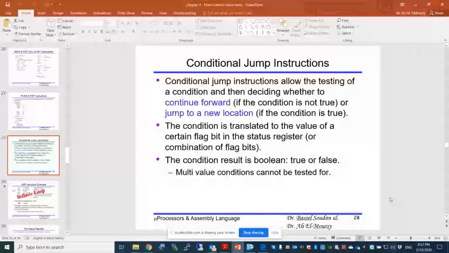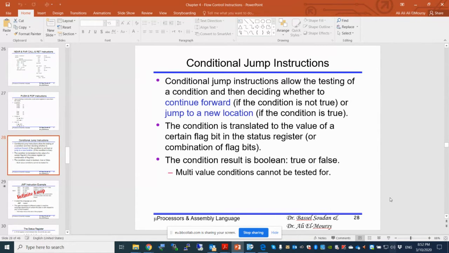So I'm going to share my screen right now in order to discuss the slides. Right now we are on slide number 28 of lecture 18. This is related to conditional branch or conditional jump instructions.